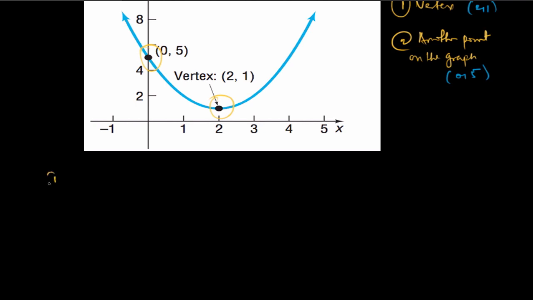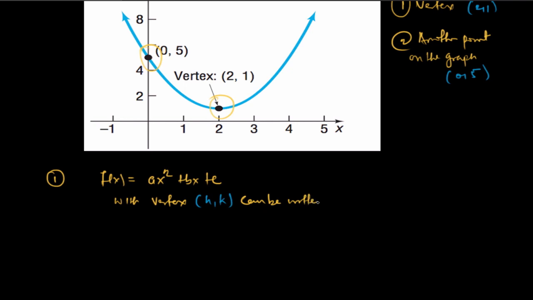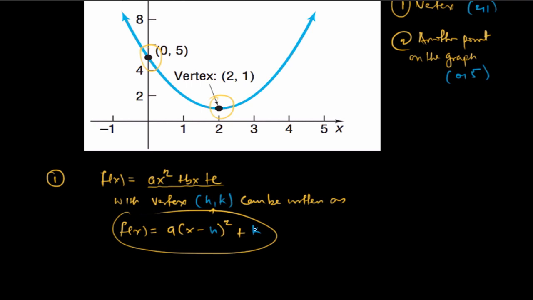Now, something is going to come in very handy here. If you're given a function f of x equals ax squared plus bx plus c, we know this is the general formula for a quadratic function, which has a degree of 2. Any quadratic function that has a vertex with coordinates (h, k) can be written as f of x equals a times (x minus h) all squared, plus k. So anytime you have a quadratic function and you know the coordinate of the vertex, another way of writing the quadratic function is like this.